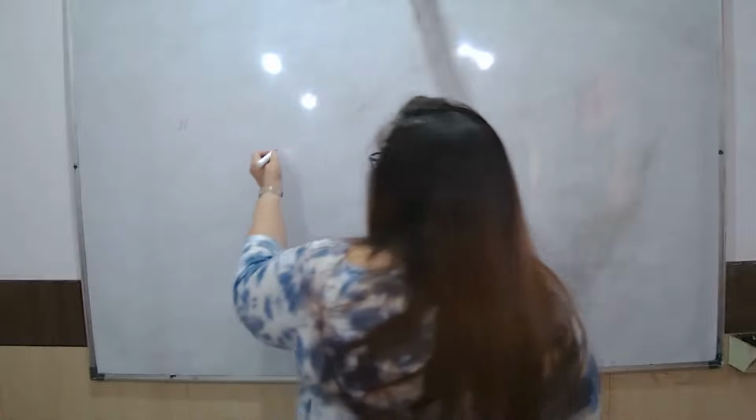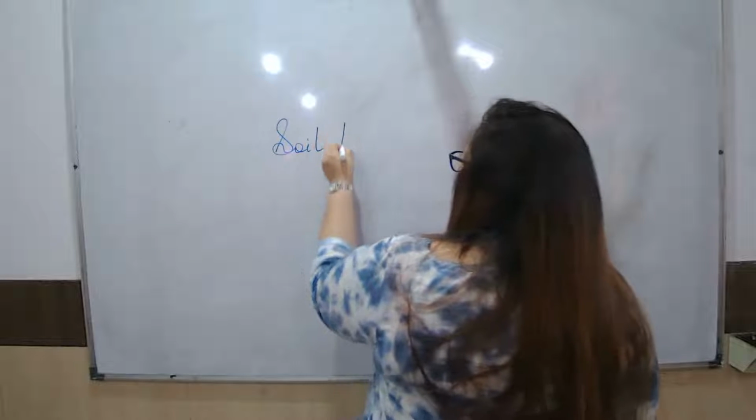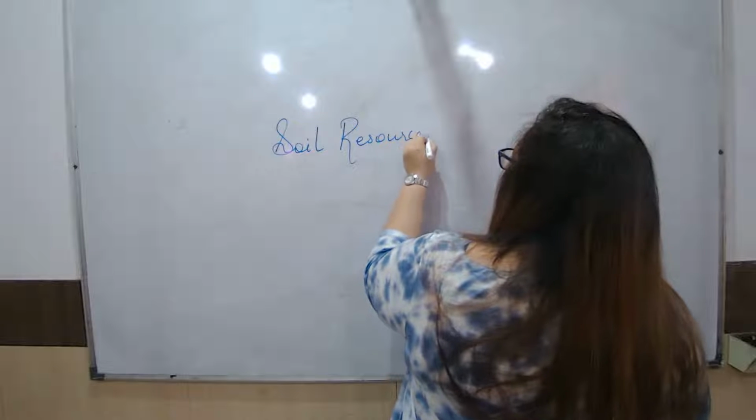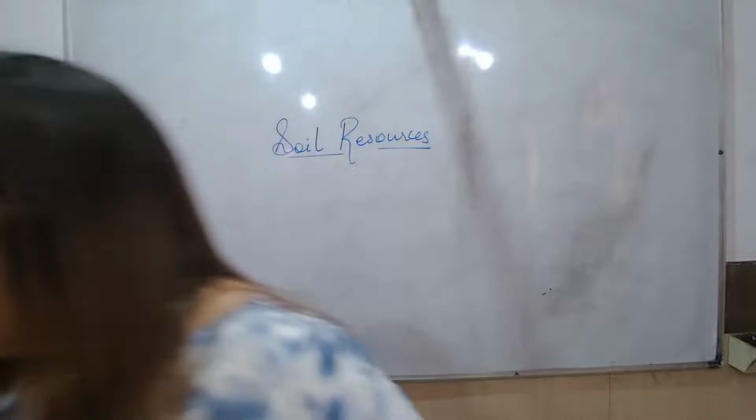Last time we did climate. We finished the chapter, no? Now we have to do two chapters. They are not too big. Soil resources, and the next is natural vegetation. I'll share with you all one PPT.